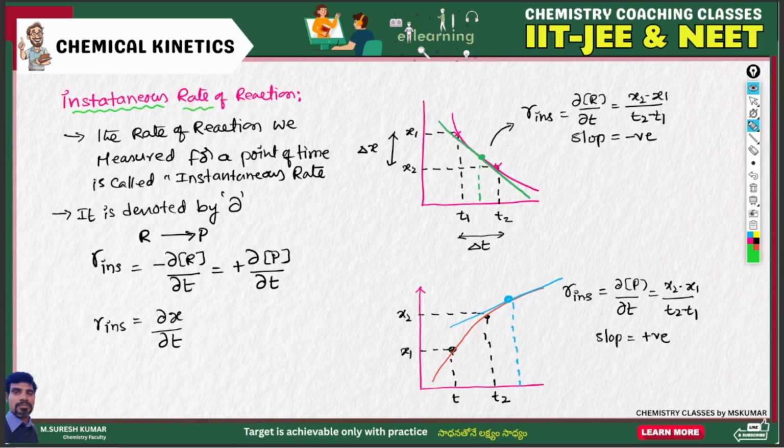Average rate means the rate we measure for a period of time. Instantaneous rate of reaction means the rate we measure for a point of time.